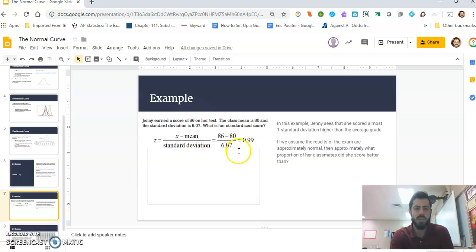So instead of asking each student what they made, one by one, all she needed to do was find the mean and the standard deviation of the class, and she used the z-score formula to calculate that. She scored an 86, so that is her observation, minus the mean of 80, divided by the standard deviation of 6.07 in this case, and that gave her the score of 0.99. So that tells her that she was almost one standard deviation greater than the mean.